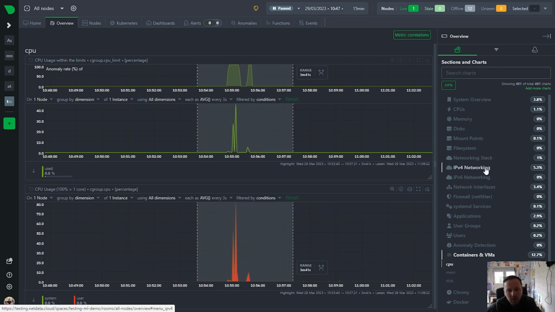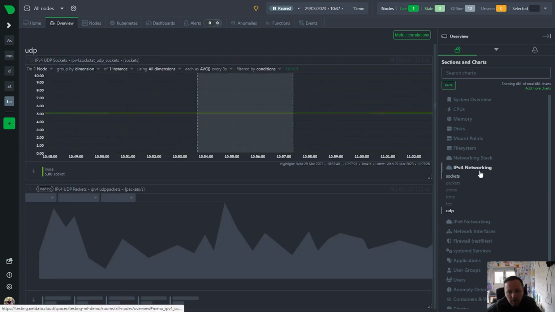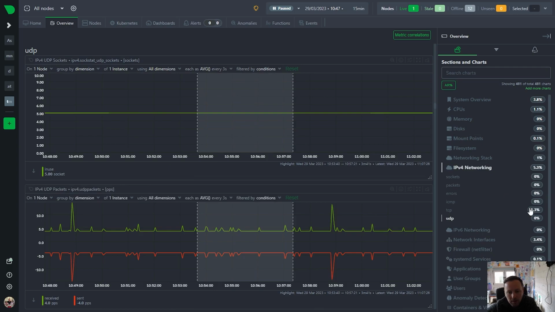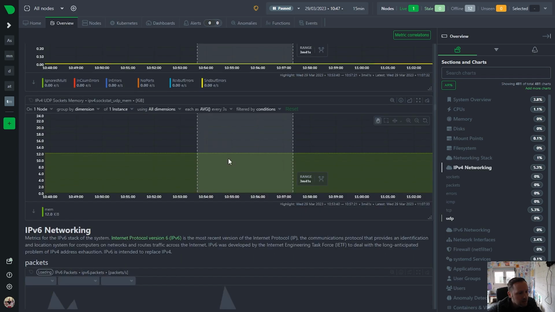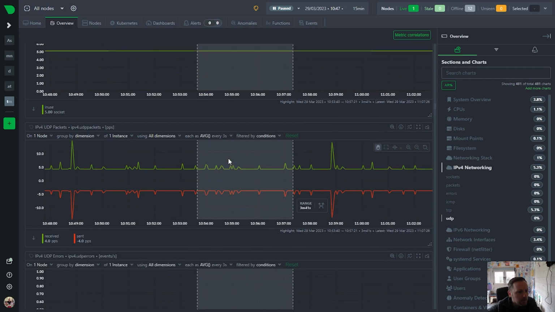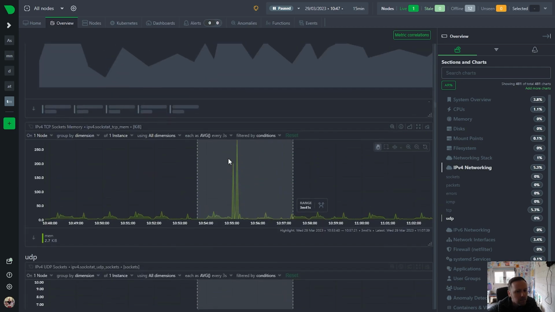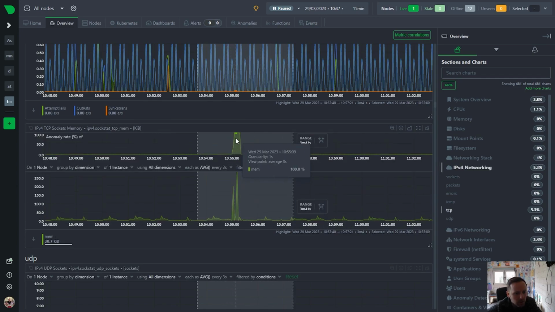So for instance, I can see here also IPv4 network, so there was probably some network stuff going on as well. TCP memory, let me see that again. So TCP memory, that was TCP mem. And if I look down, let's see, TCP mem. Here, we do see there was a bit of a spike. I guess this was probably some network traffic to these containers.